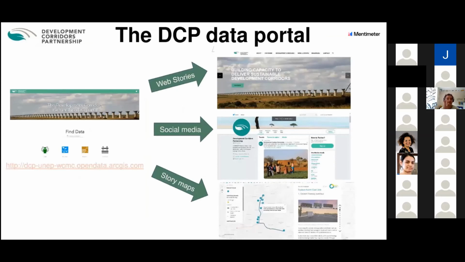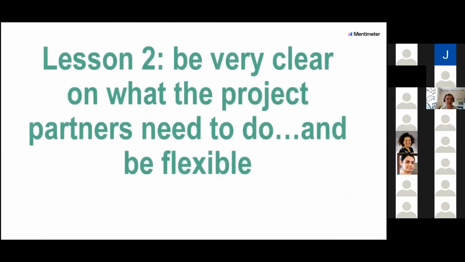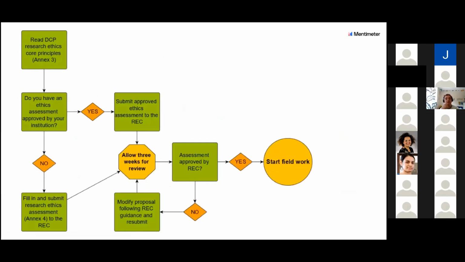And just a little bit more on the data portal. It's meant to store all the spatial data, but also tabular data that can be shared publicly. And with that, we can build web stories or link to social media or create story maps. We can talk about it, but it's not the purpose. Lesson 2 is to be very clear on what the project partners need to do and be very flexible about it. So if you go to the next slide, we tried to create decision trees for the partners.